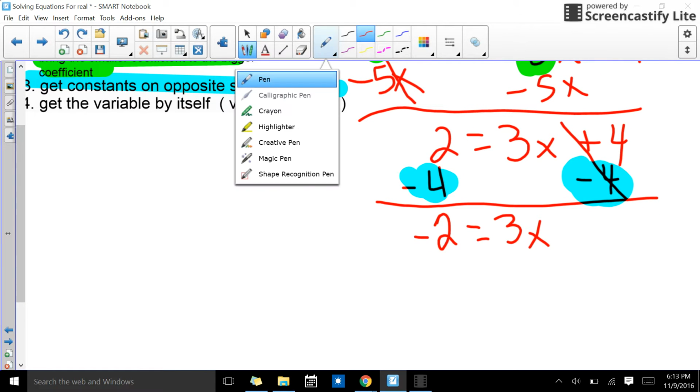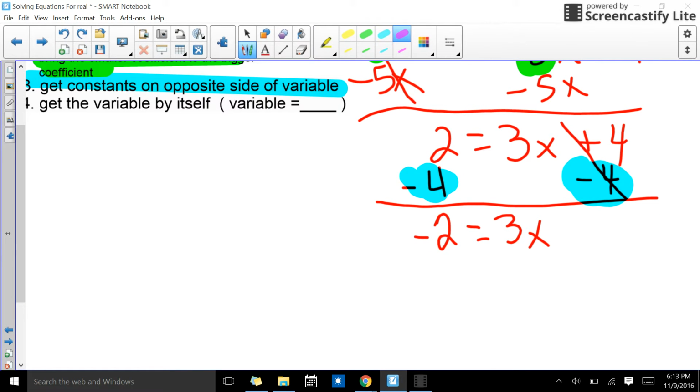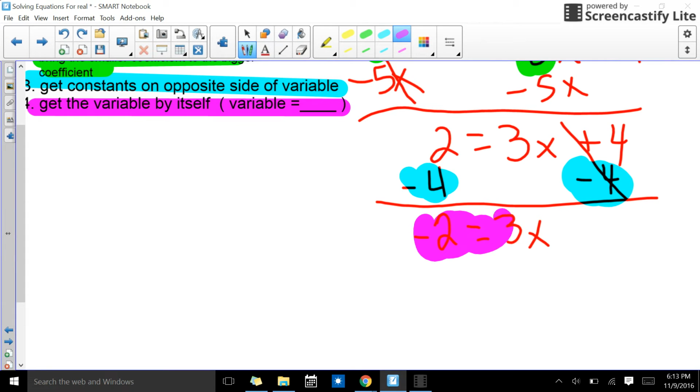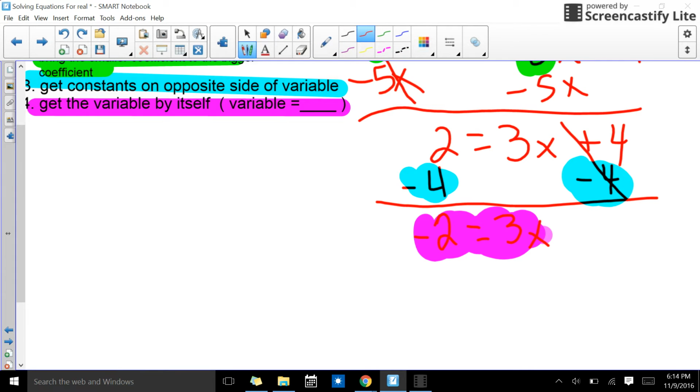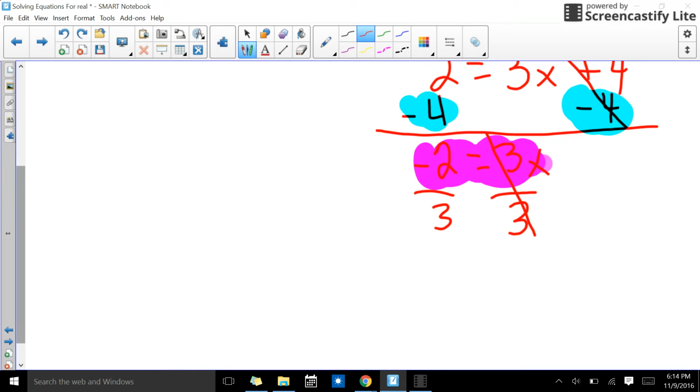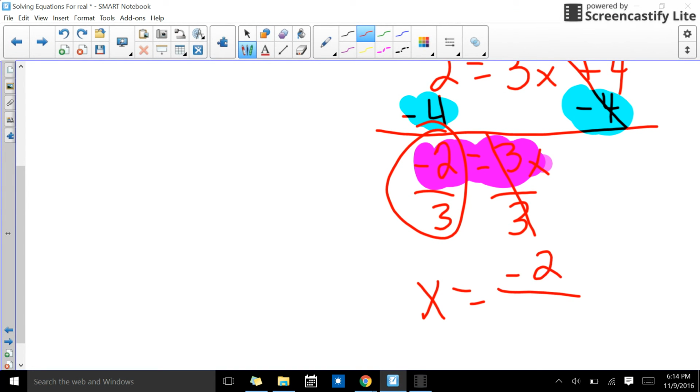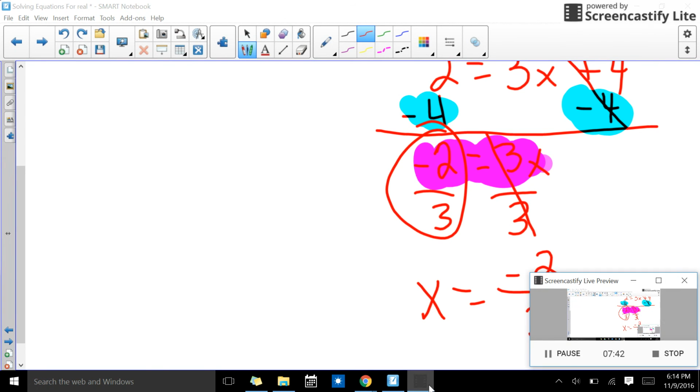All right. I need to do the last step, which is get my variable by itself. Okay, and here we are. Oh, that's hard to see. I'm sorry, guys. But, you know, I like my highlighting. So I'm going to divide by 3, divide by 3. This doesn't divide nicely, so this is as far as we can reduce it. We're going to have x equals negative 2 over 3. And there we go. Let me end this.